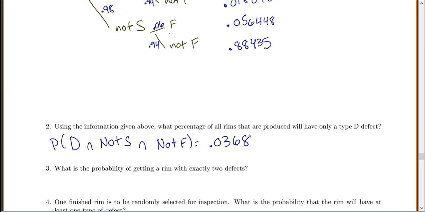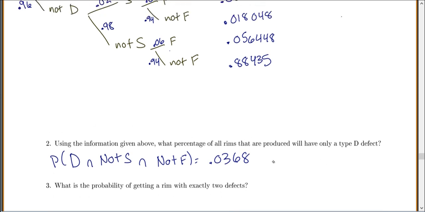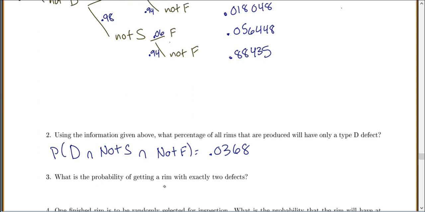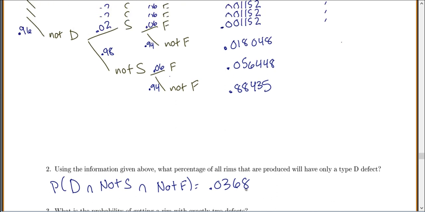0.0368. And that one you probably could have done without the tree diagram. It would have been too hard, but the next one is much easier with the tree diagram. So what is the probability of getting a rim that has exactly 2 defects?